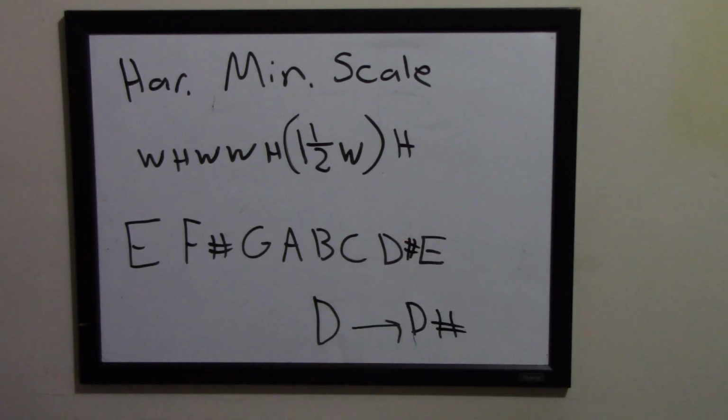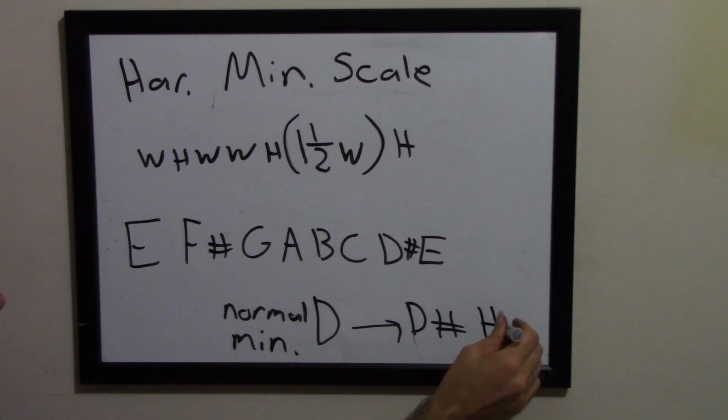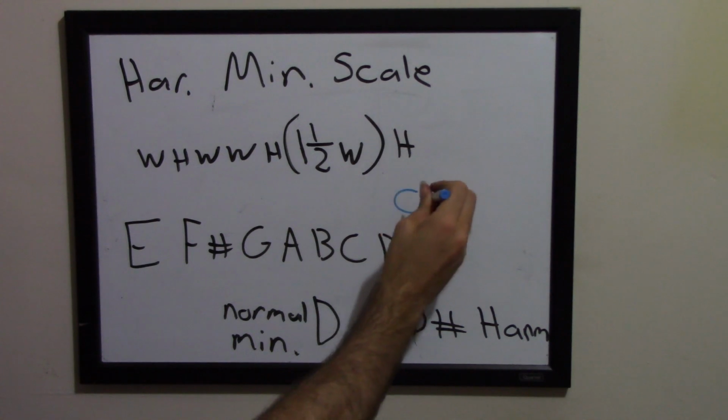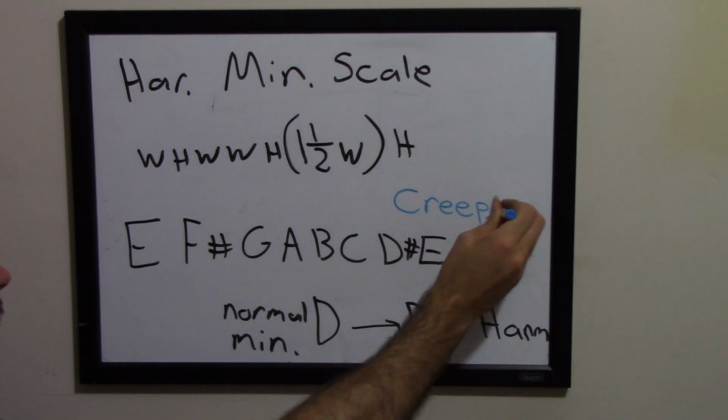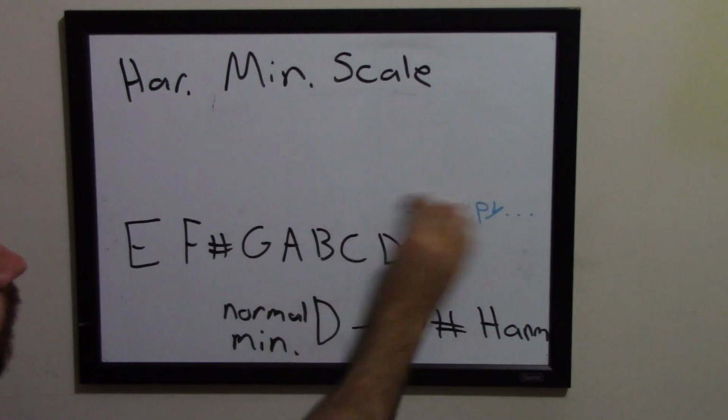So if I was in the key of E minor, E, F sharp, G, A, B, C. Instead of it being D, like it would normally be, it's D sharp, and then it goes to E. So this scale has a bit of a, I don't know, what's a good word, creepy sound to it? I don't know, kind of creepy. Very minor. We've talked about minor being sad. That does have a very minor, creepy, weird, sad thing going on right there.